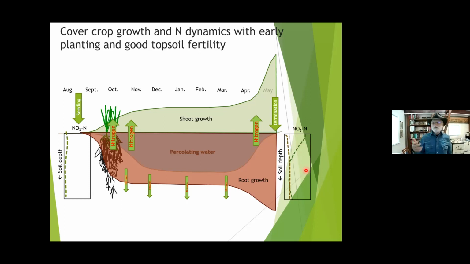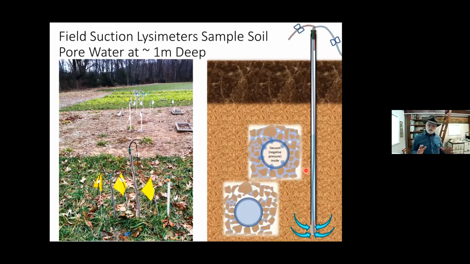So we don't want to deplete the surface of nutrients at planting time, which is what some cover crops, of course, will do. So to get data to study this, that's sort of the picture that we see now, the hypothetical model that we have based on the data that we've been collecting.